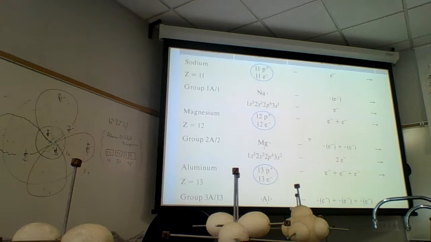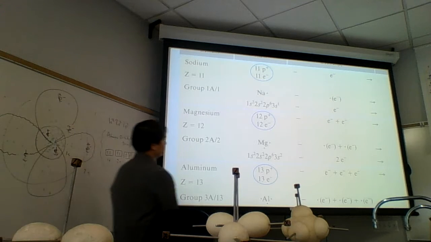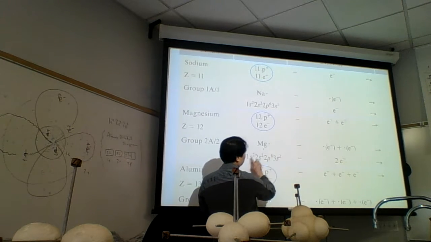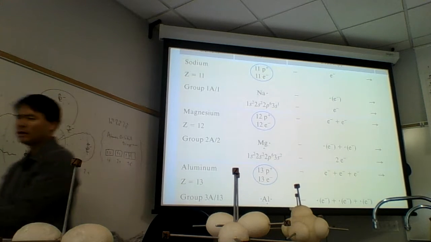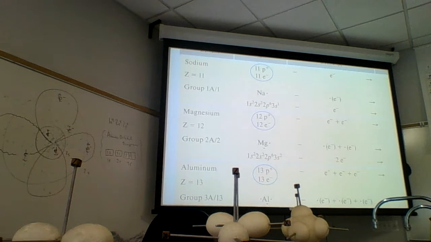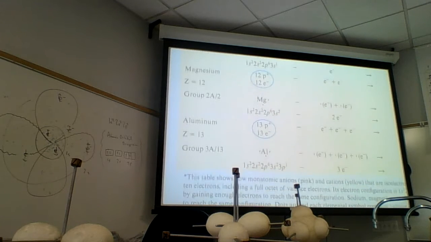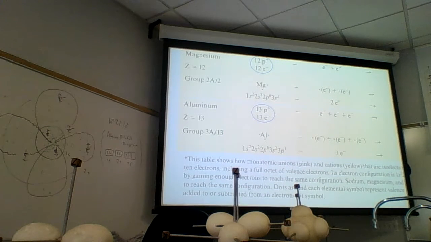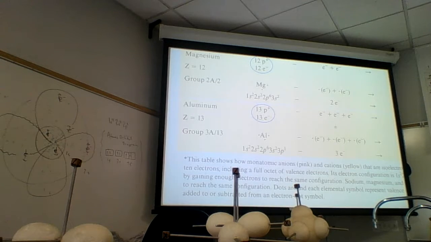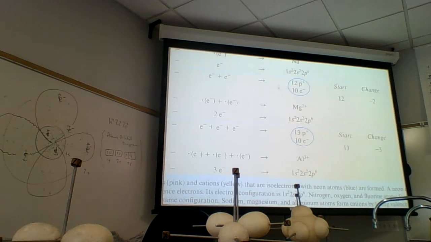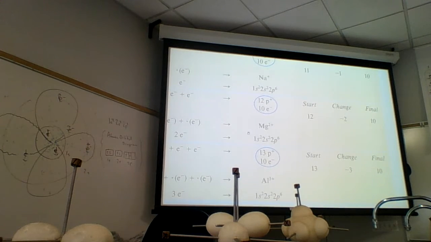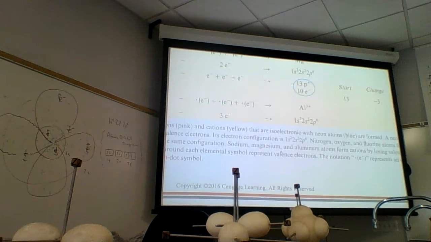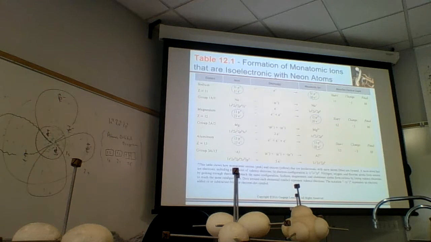Magnesium has 2 valence electrons here, both in the 3s. So if it loses these, then we're isoelectronic with neon again. We have that octet. So magnesium 2+ is stable. Aluminum, 3 valence electrons. If we lose all 3 of those, then we'll have 10 electrons. So everything goes to 10 electrons in this. It's just going to go to the nearest noble gas. It's not always 10 electrons, because it could be 18 electrons.